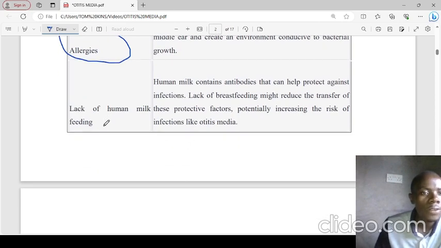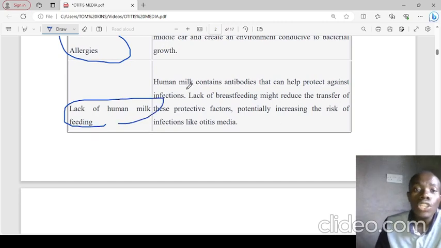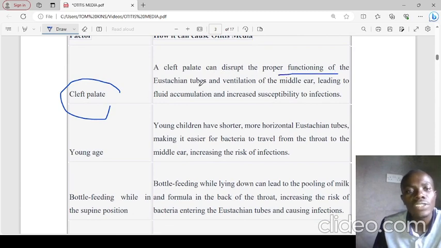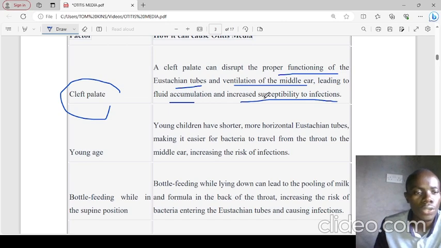We also have lack of human milk feeding. As you all know, human milk contains antibodies that can help protect against infection. So lack of breastfeeding might reduce the transfer of these protective factors, potentially increasing the risk of infection such as otitis media. For cleft palate, a cleft palate can disrupt the positioning of the Eustachian tube and ventilation of the middle ear. This leads to fluid accumulation and increased susceptibility to infection.